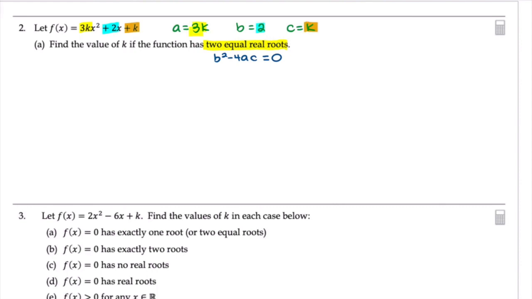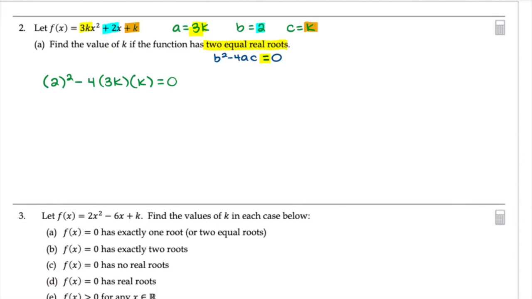So the value of a in this case would be 3k. The value of b would be positive 2, and the value of c would be a positive k. So we're going to plug this into our formula. That's my discriminant, and it is equal to 0. Why is it equal to 0 again? Because we have two equal roots.